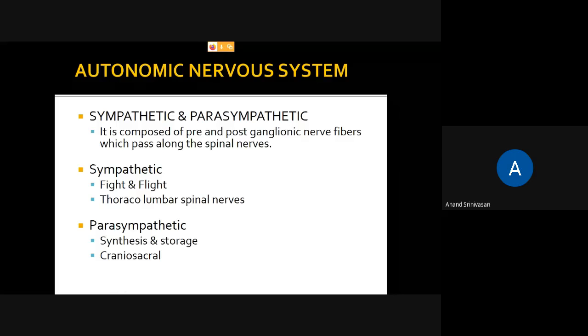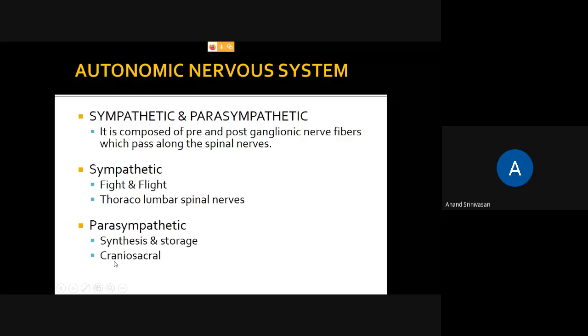spinal nerves. The parasympathetic nervous system is just opposite to that of the sympathetic. It stores the energy and helps in synthesizing. So, synthesis and storing of the energy. Now, where do the parasympathetic nerves arise from? The parasympathetic nerves arise from craniosacral nerves.